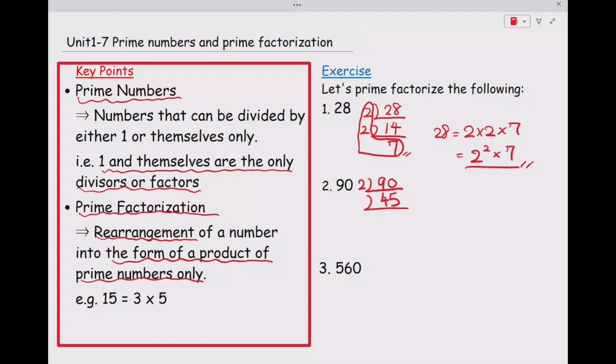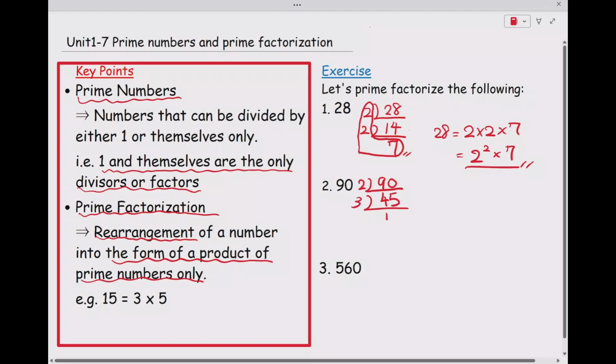45 can be divided by 3, so we get 15. 15 can be divided by 3 again, so let's do that. And then, we get 5. 5 is a prime number, so we stop here.